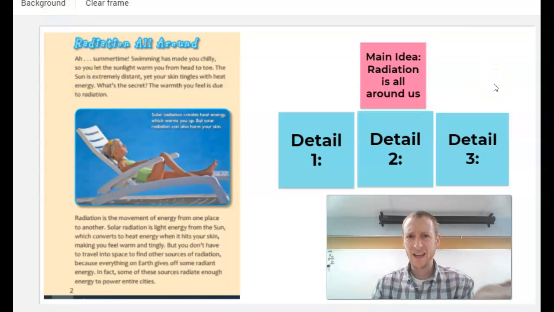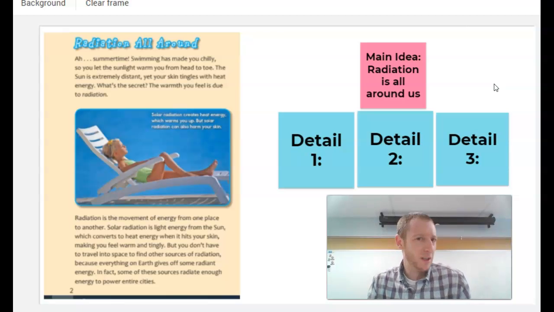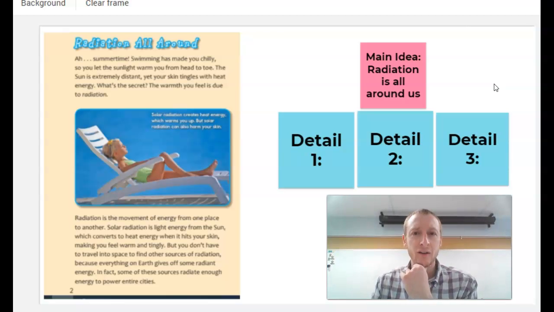So am I done? Is that it? I gave you the main idea. Do you believe me? No? I've got to prove it. Okay. Well, I guess I could go in here and find some details that will hold up this stool, right? These three details need to hold up the stool. So what details are in there? Radiation's all around us. What details can I use to prove it?